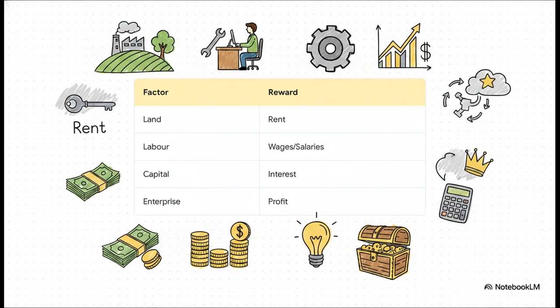And if you provide labor, which is most of us going to work every day using our skills and time, your direct reward is wages or salaries. Then we have capital. If you deploy capital, like machinery or business loans, the reward generated from that is interest. And finally, enterprise. If you are an entrepreneur taking on the massive risk to bring land, labor, and capital together to start a business, your reward is profit. So rent, wages, interest, and profit, those are our primary foundational ingredients.